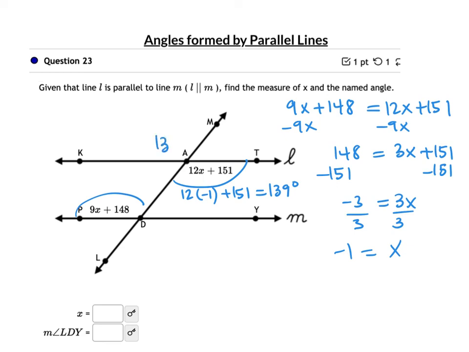So this is 139 degrees. It's a vertical angle. 180 minus 139 would be 41. So these two are 41. They're vertical angles. This is 41. It's an alternate interior angle. This is 139. It's an alternate interior angle. And there's my 139 vertical angle and 41 vertical angle. So x is negative 1. And the measure of LDY is 139 degrees.